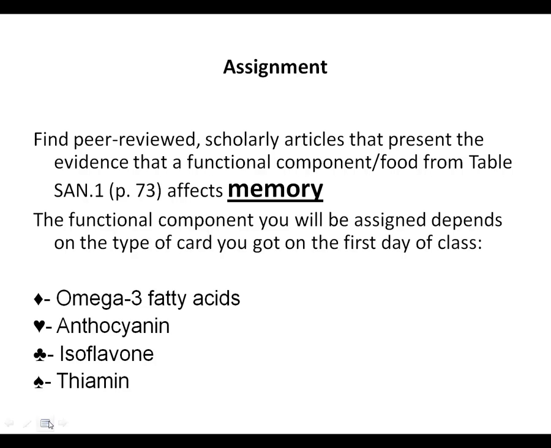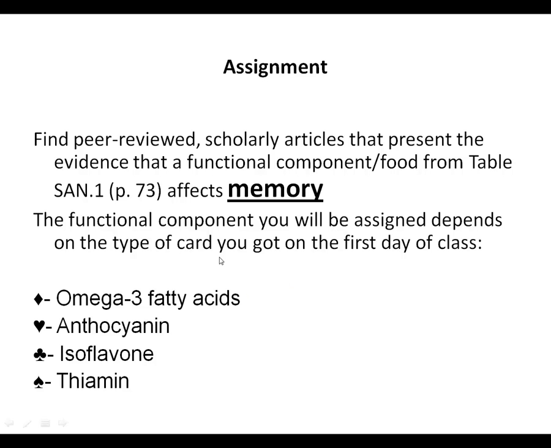This is an assignment that I want you to complete before you get to class, and we are going to use the information that you get from completing it in class so that we can evaluate some functional components. Okay, so what I want you to do is find peer-reviewed scholarly articles that present the evidence that a functional component or food affects memory. Memory, just like thinking type memory.